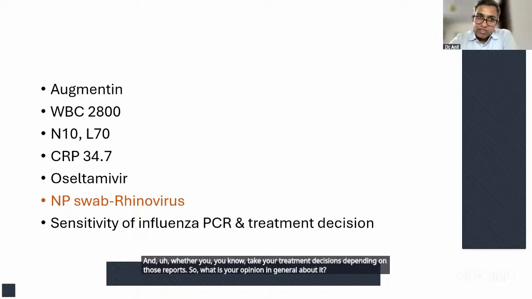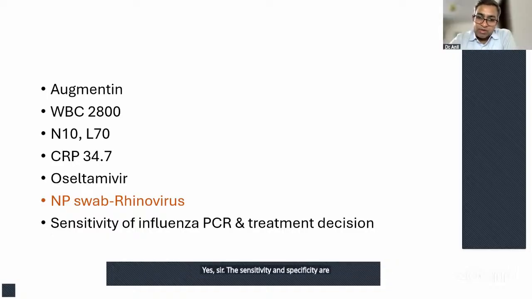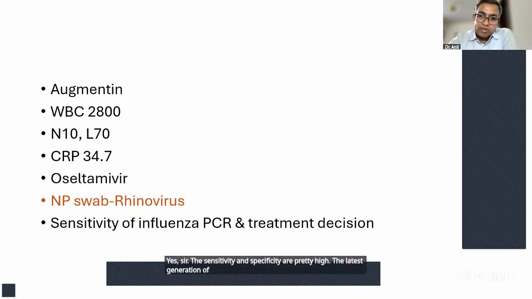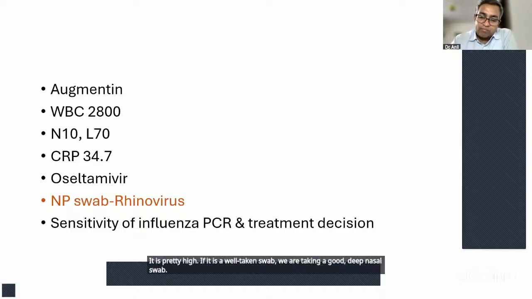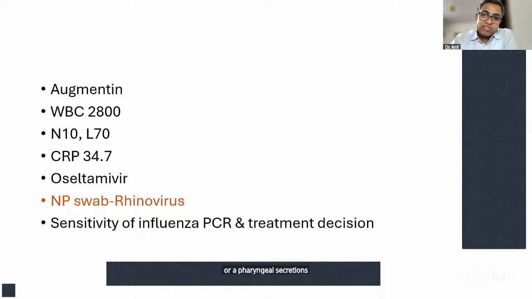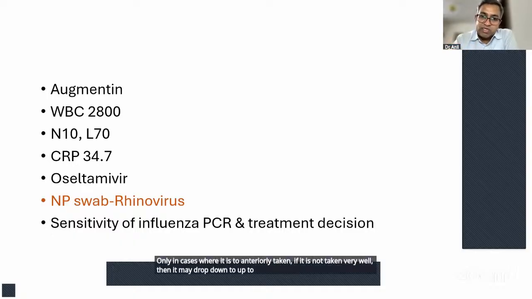Yes, sir. The sensitivity and specificity are pretty high. With the latest generation of PCRs, the sensitivity, that is the percentage where we rule in the disease, if it is influenza, we pick it up in the swab. It is pretty high. If it is a well-taken swab, a good deep nasal swab or pharyngeal secretions, the sensitivity is as high as 95%. Only in cases where it is taken too anteriorly, not taken very well, it may drop down to about 60% detection rate.